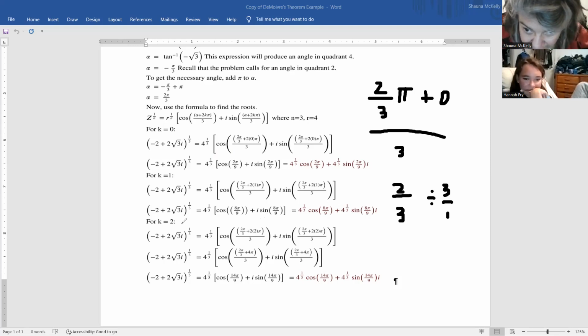So then the next one that we do, we have to do k is equal to 2. Again, nothing changed here except what's in here. So now instead of adding 2 pi, we're adding 4 pi, 2 times 2 is 4. So 4 pi plus 2/3 pi comes out to 14 pi over 3, which is 14 pi over 9, which is what you got here.